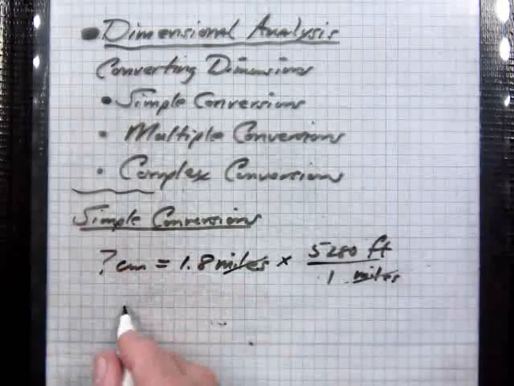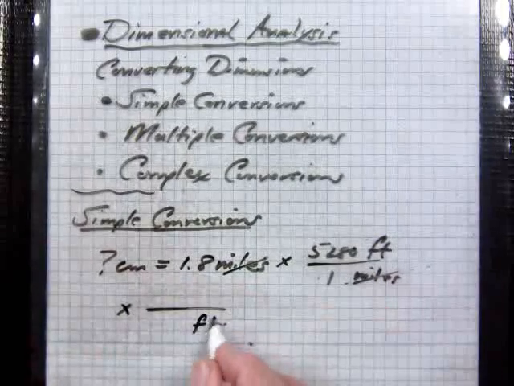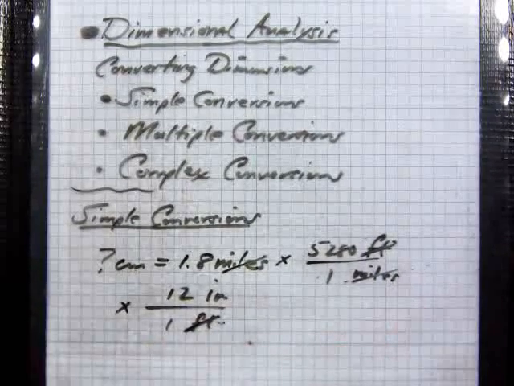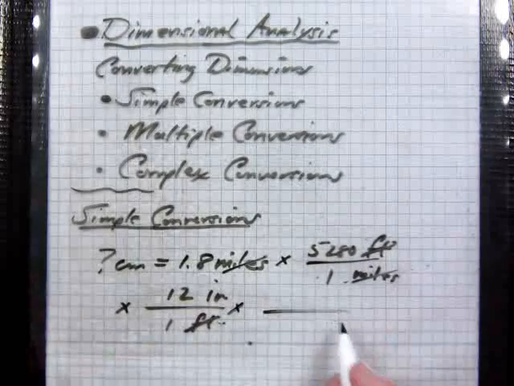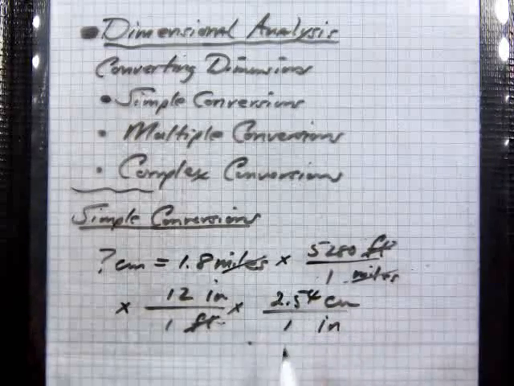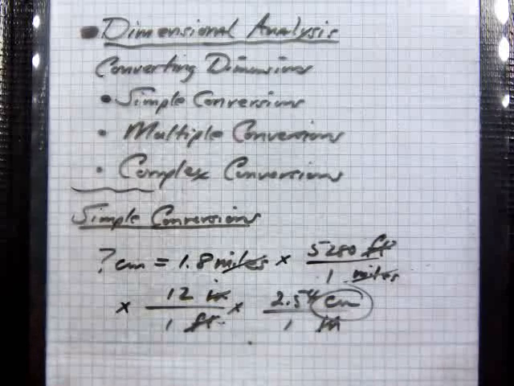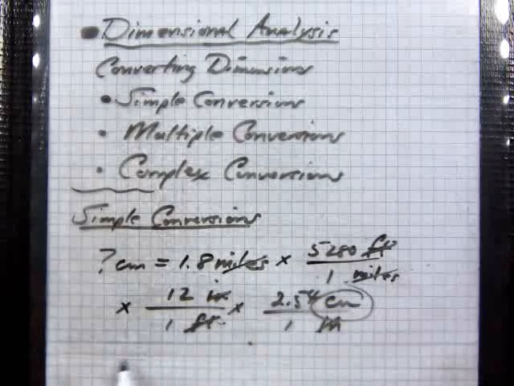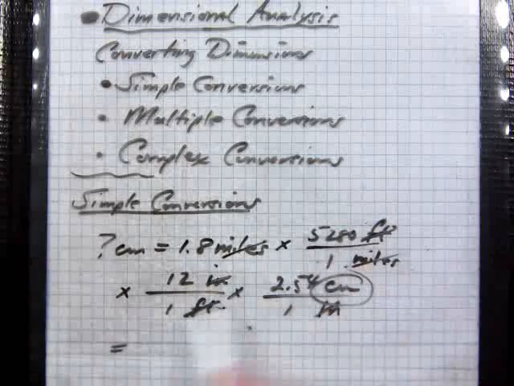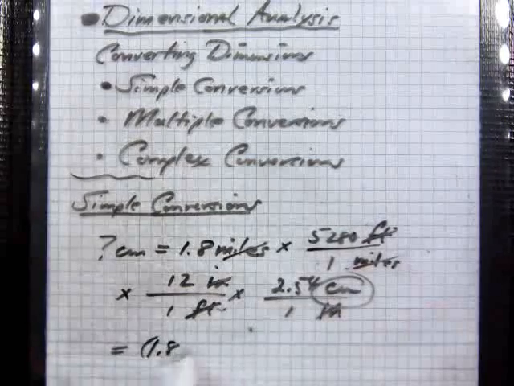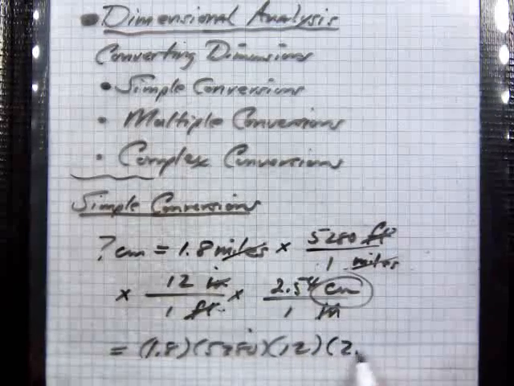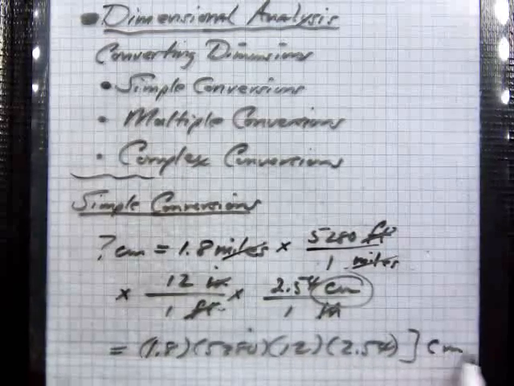I think you know what I mean. So 12 inches a foot, so our feet go away. And I happen to know the conversion. Look on the sheet. I can get to centimeters, 2.54 centimeters an inch. Inches goes away, and so we have arrived at the appropriate units we wish to convert to. And so we collect all the numbers. All the denominators will be 1, so I'm just going to go 1.8 times 5,280 times 12 times 2.54. Everything's going to come out in centimeters.